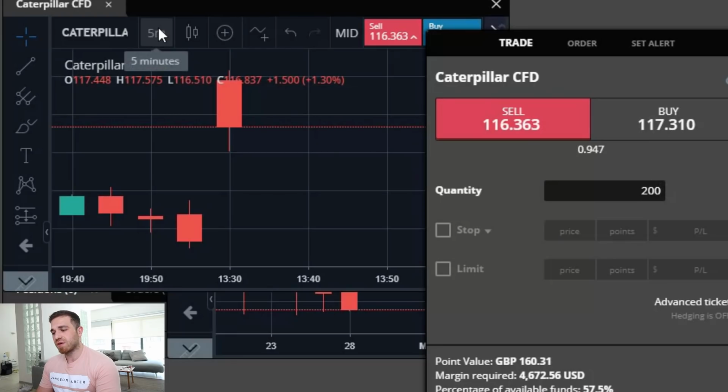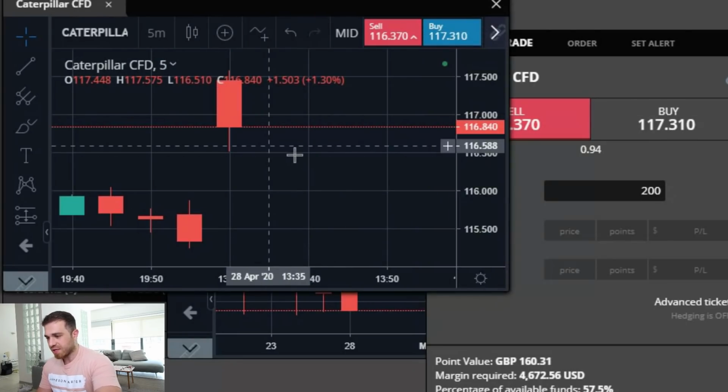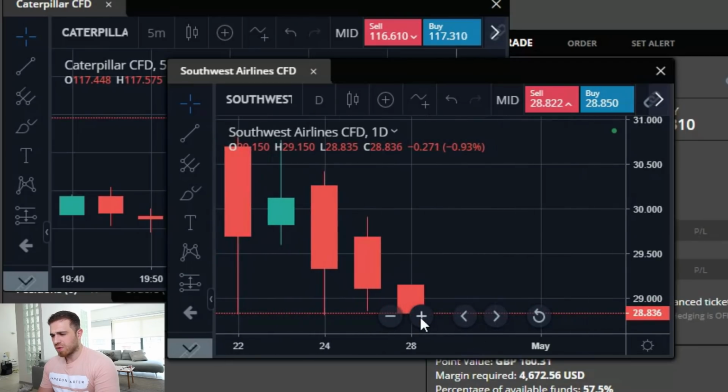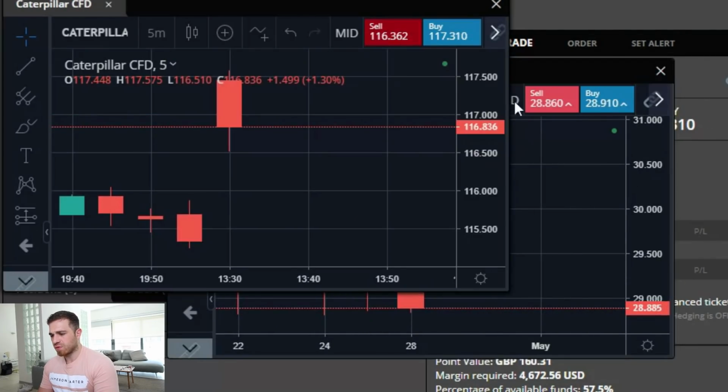So I'm looking at the price here. You can focus on the price or the candlestick. You see how it's jumping rapidly. It doesn't want to.